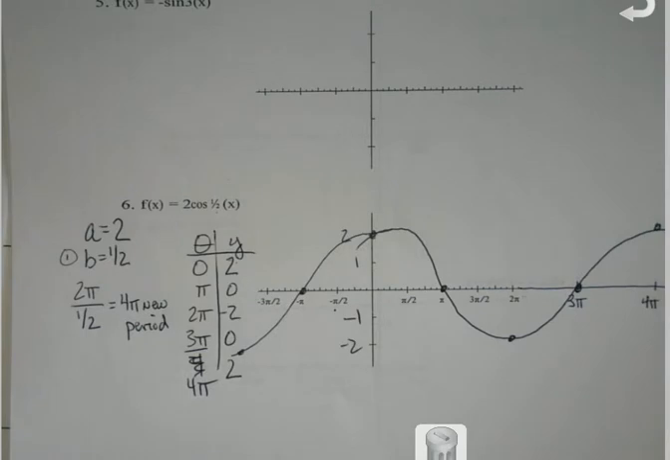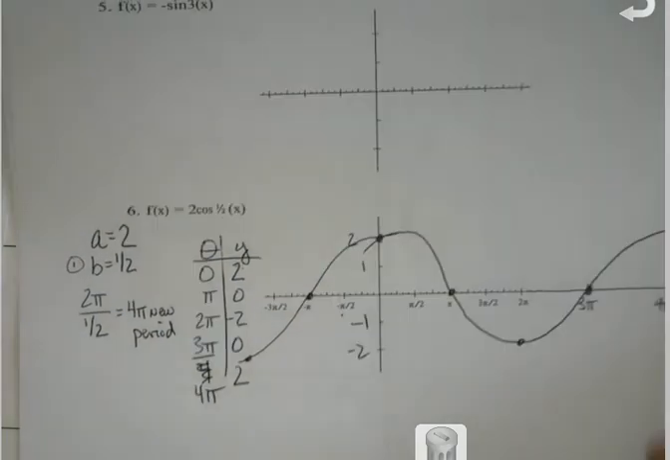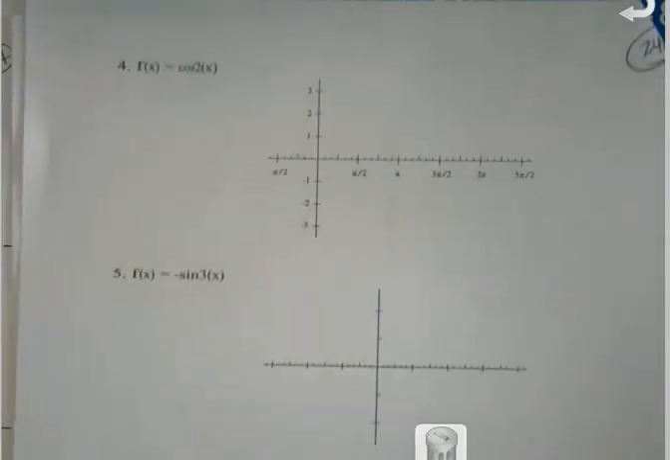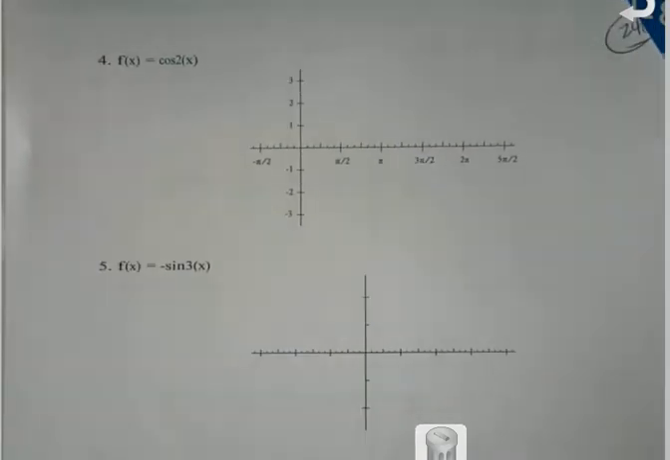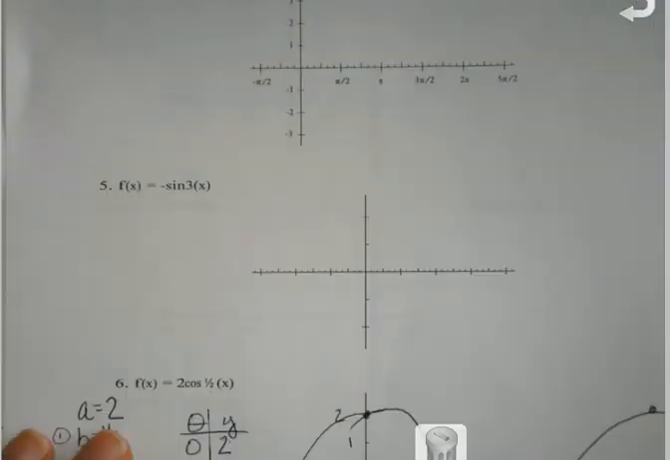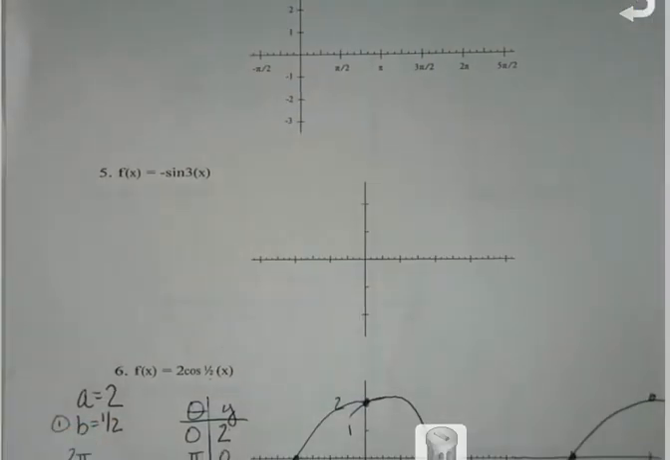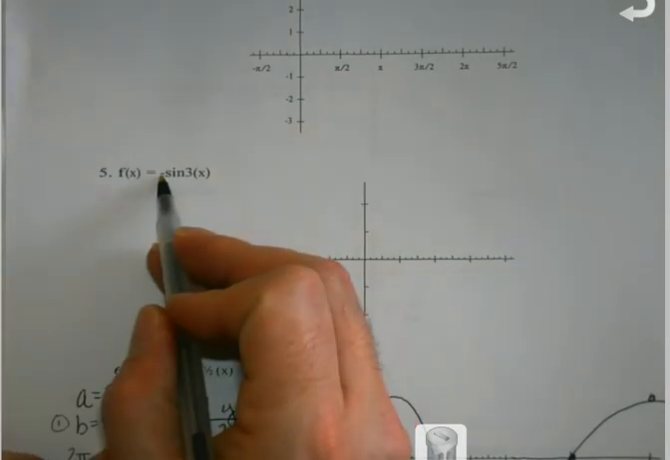Yes, sir. Number 4. All right, we'll come down a little bit and we'll get to see our other period change. Oh, number 5. Gee. Now we get to see 2 things in action. Ooh, another one. I like this. We hadn't seen a negative out front yet.